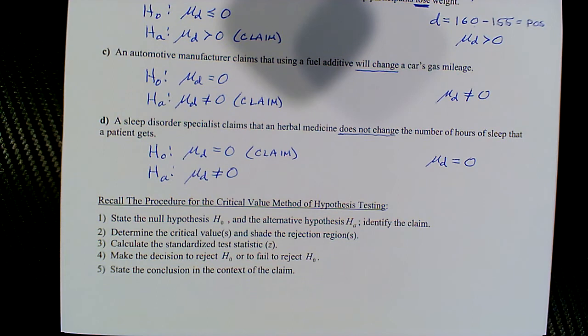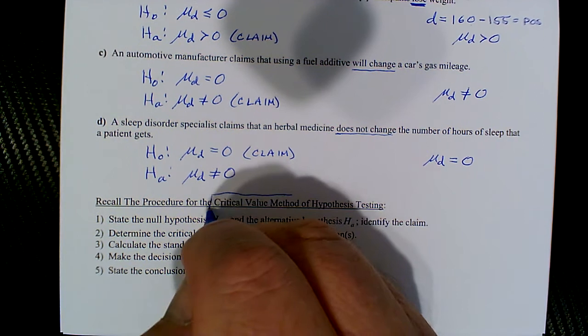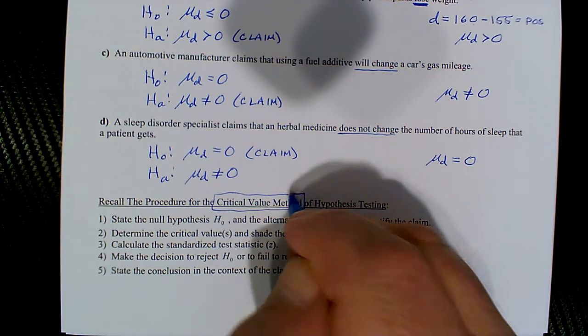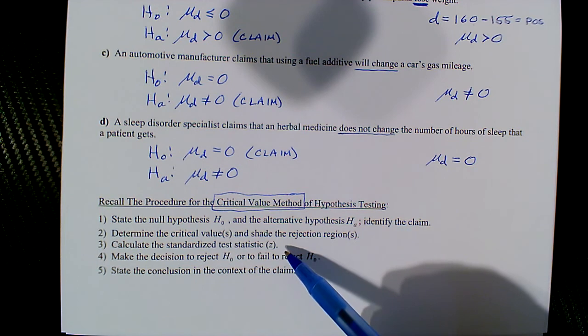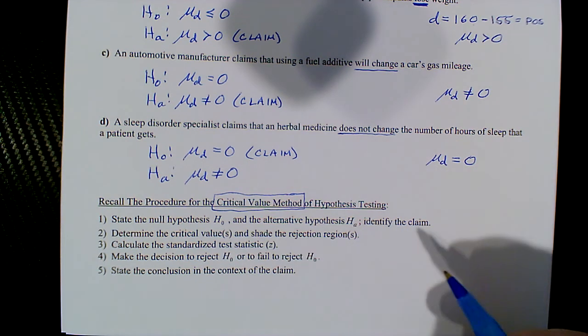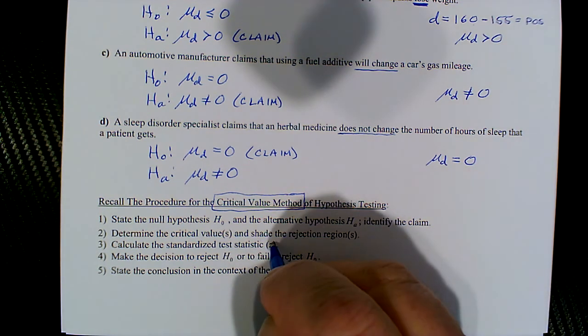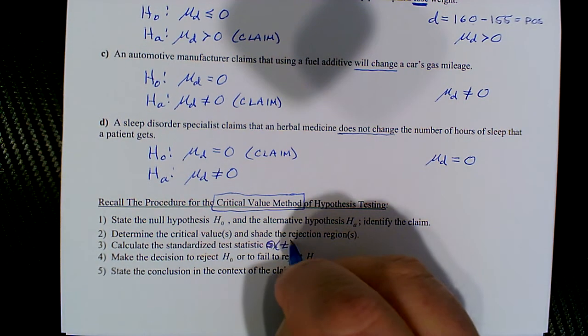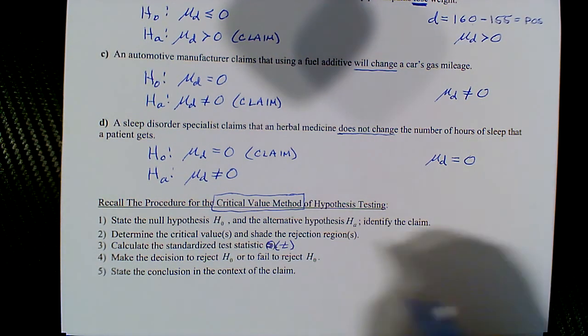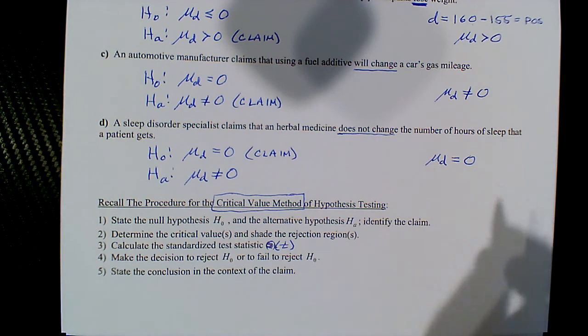Okay, it's going to be the same 5-step hypothesis testing procedure using the critical value method as before. Only difference is really the standardized test statistic that we're going to be using. Well, I guess this should say t. But all of the other steps are going to be the same.